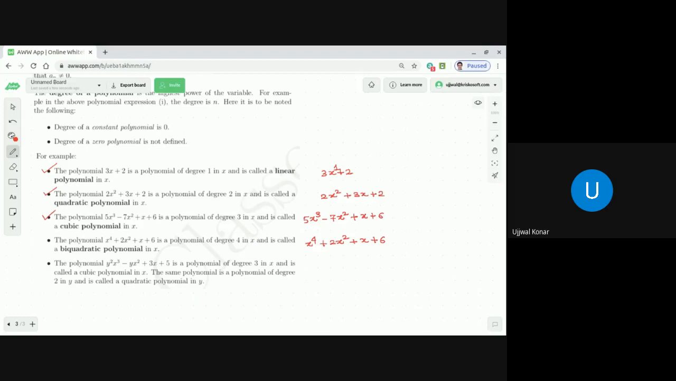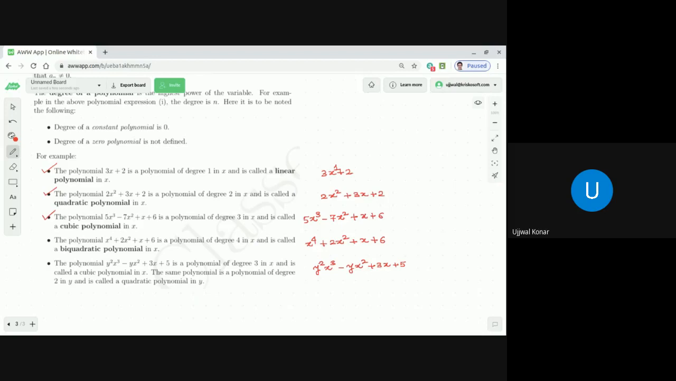Now, if you look into this particular case, y square into x cube minus y into x square plus 3x plus 5, what we see is a polynomial of degree 3 in x, called a cubic polynomial in x. The same polynomial we can say is a polynomial of degree 2 in y. Why? Because the maximum power of y is 2 here, and it is called a quadratic polynomial in y.